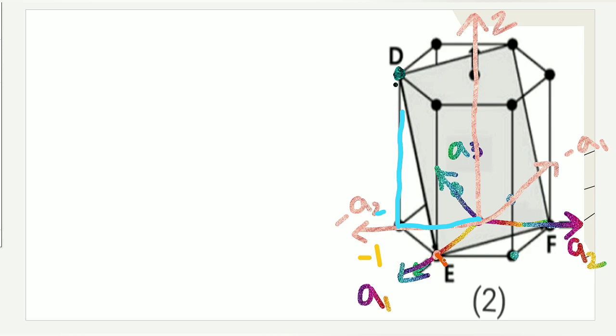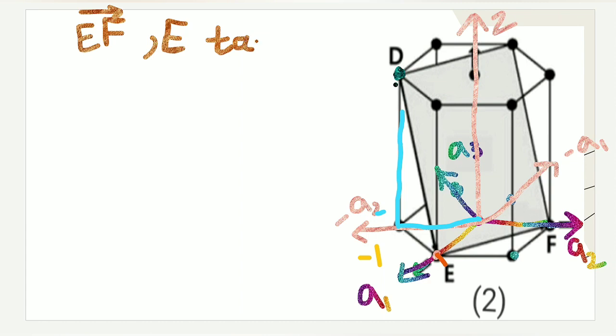Let's start. We have to calculate indices for the EF direction. You can see here we have this point as F, and this point as E. In the EF direction, would you please tell me what is tail and what is head? In the EF direction, the first point in order is always the tail, while the second point in order is the head.